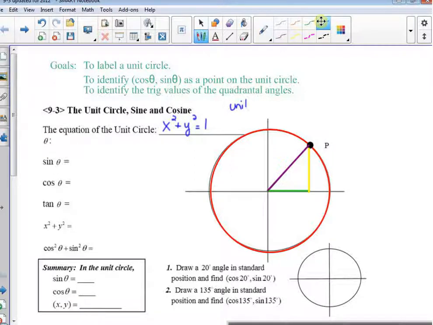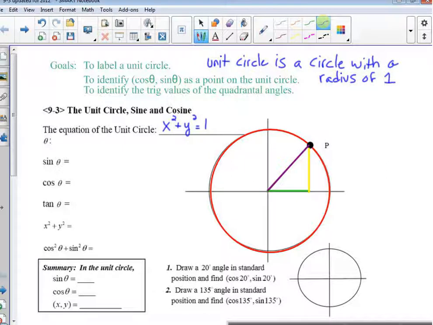Unit circle. A unit circle is a circle with a radius of 1. So we're going to use that to help us develop sine, cosine, and will involve tan, some interesting relationships between them.